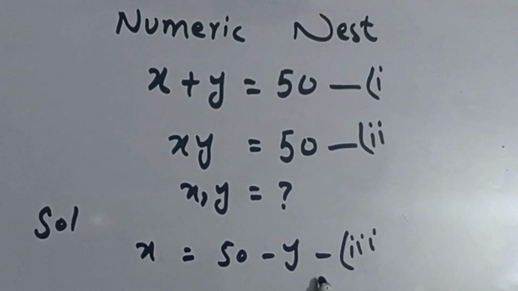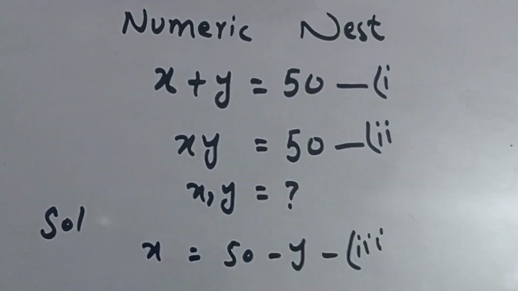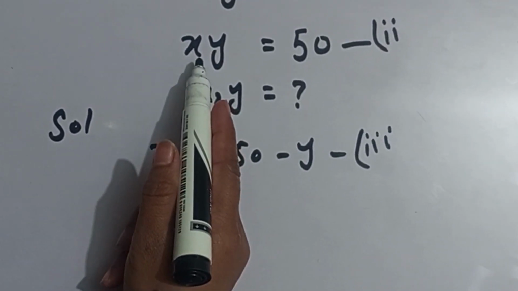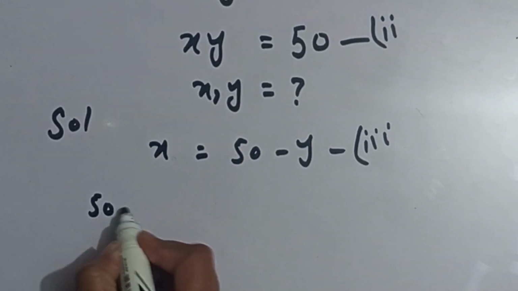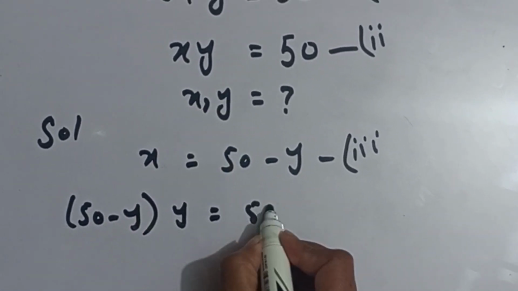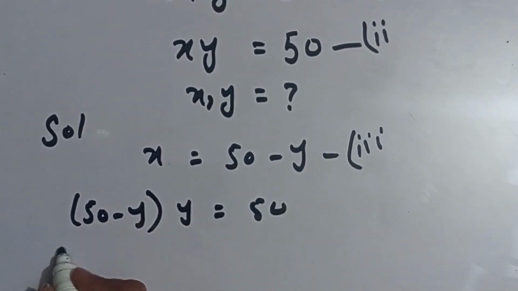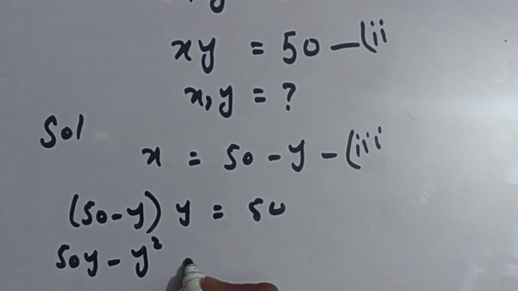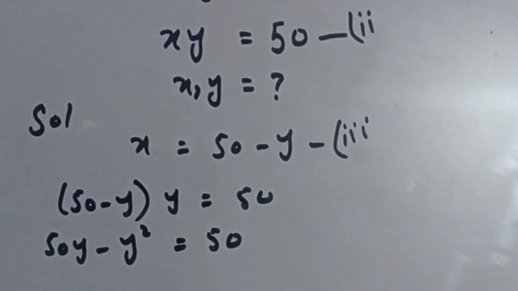And now we put this equation 3 in equation 2. So this is the product of x, y. Here we replace x by 50 minus y. And this is y is equal to 50. Now multiply this y by 50. We get 50 times y. Multiply this y by y, we get y square is equal to 50.